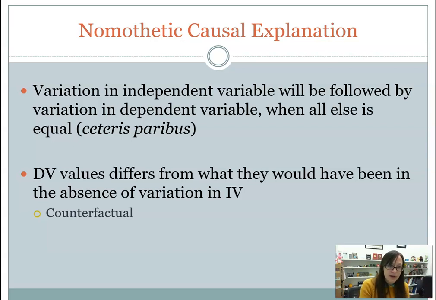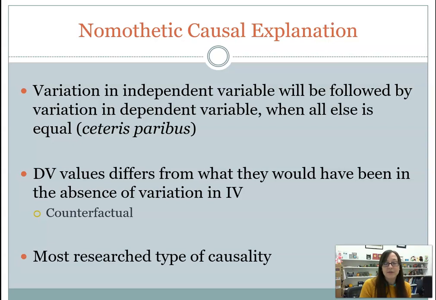So if there is a truly causal relationship between two variables, then that means that if the independent variable had not happened, then the dependent variable wouldn't have happened the way that it did. So that's the way the counterfactual works. You can think of it as a control, but it's not an actual thing that happened. It's a hypothetical. And so definitely the nomothetic causal explanation is the most researched type of causality. It's the basic, when X happens, Y happens sort of situation.